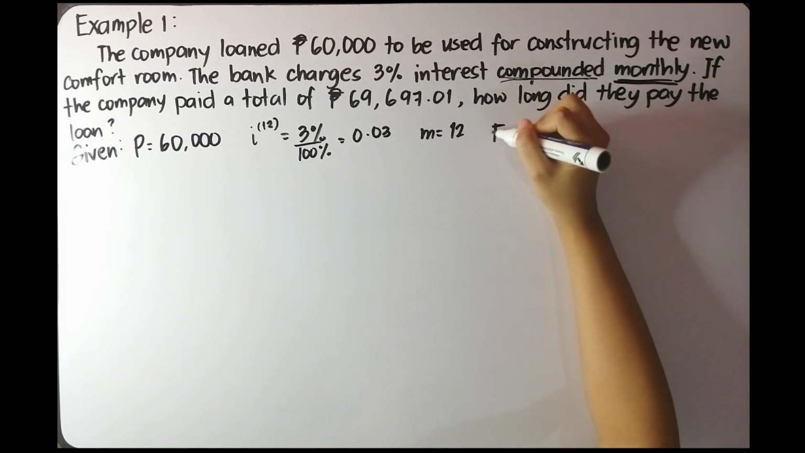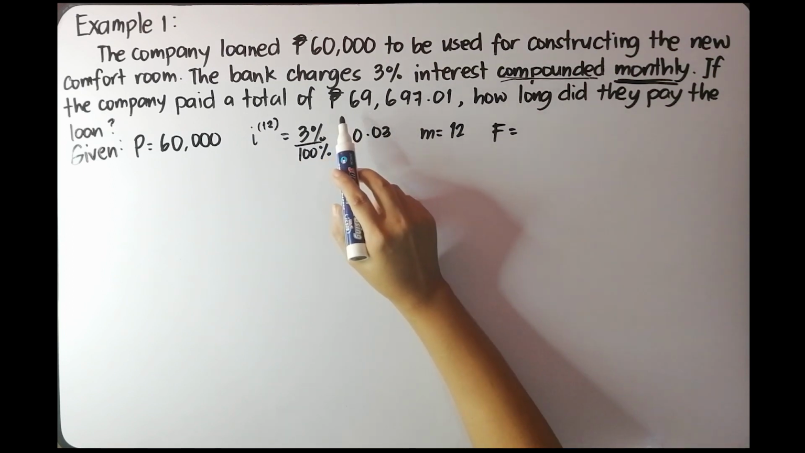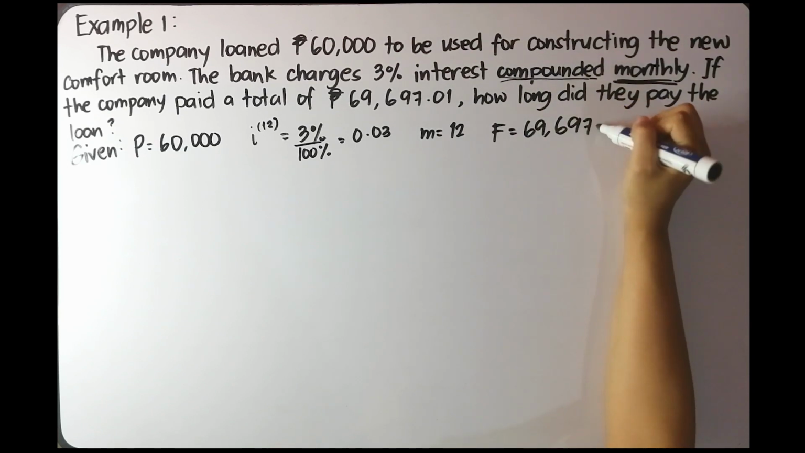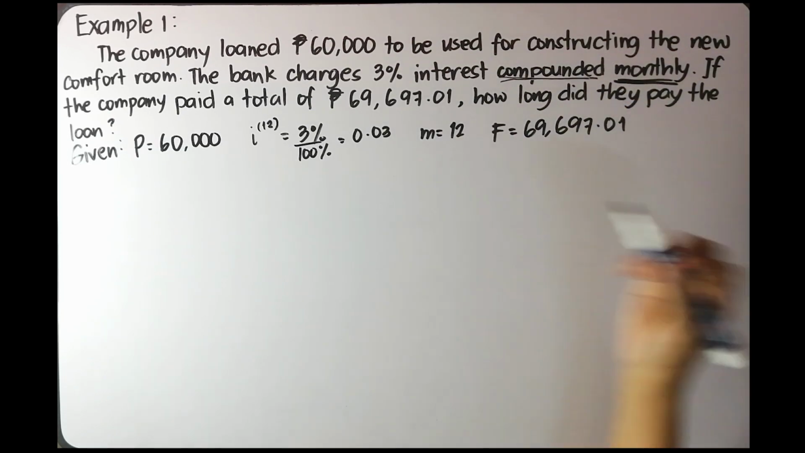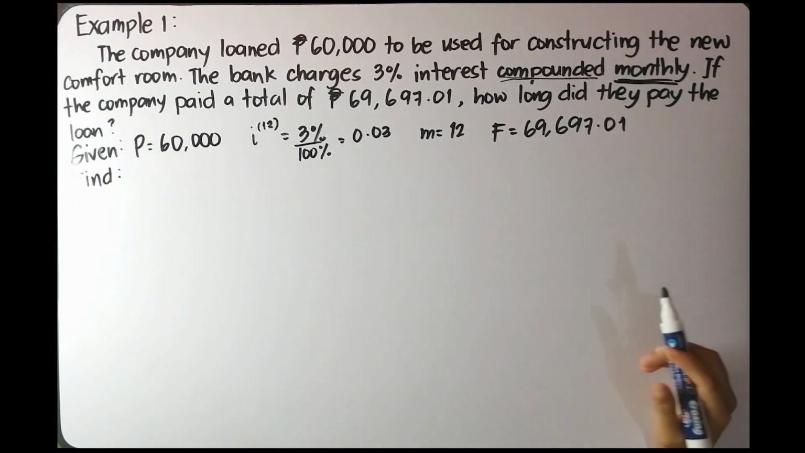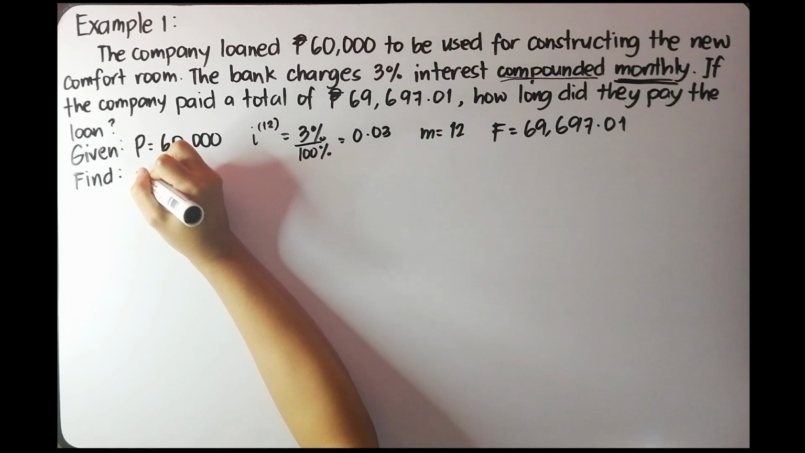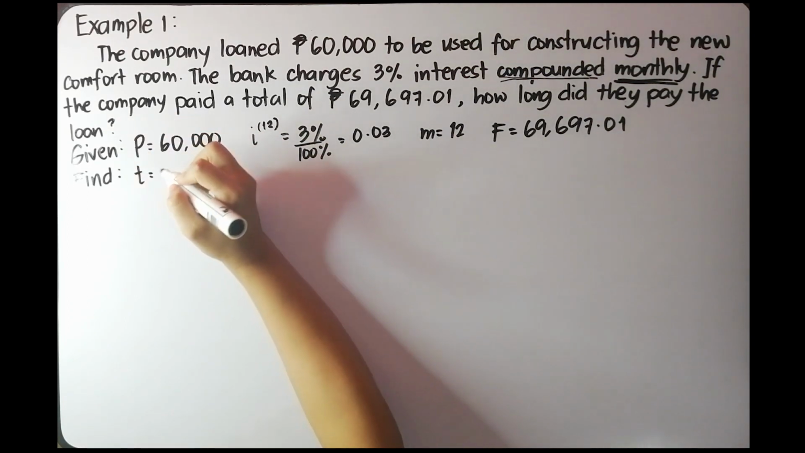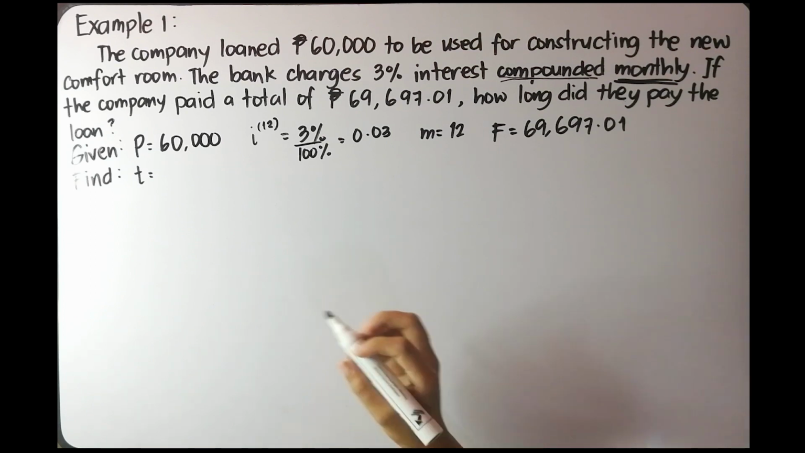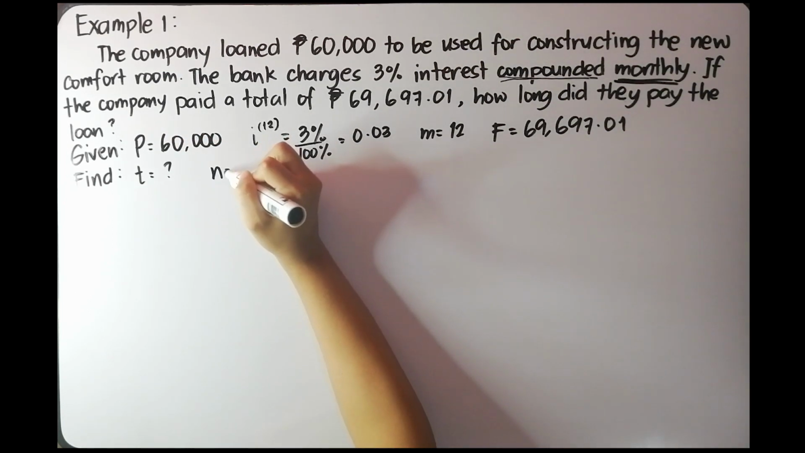And lastly, our future value, or the total amount that the company paid, is 69,697.01. So what is the required or the missing value in this problem? The question here is how long did they pay? So we need to find the time, or the length of time, before they paid the loan. So we have time in years and our N.